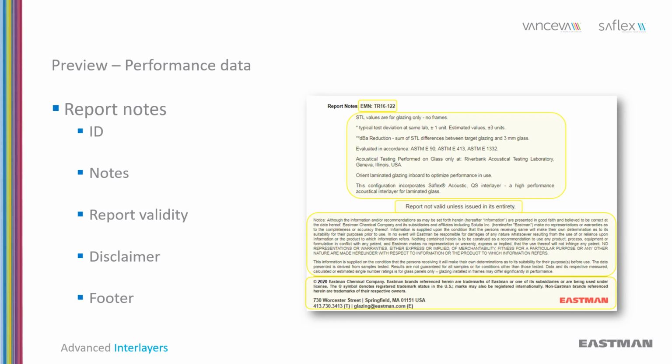The second page of the printout are the report notes, and these are very important. This gives you the ID so that it can be coordinated with the first page. It talks about the notes in the report notes, meaning that this is tested for glazing only without frames. The lab deviation of plus or minus 1 from tested configurations and estimated values of plus or minus 3 units. It talks about the DBA reduction, evaluation in accordance to which standards, and all of the information necessary.